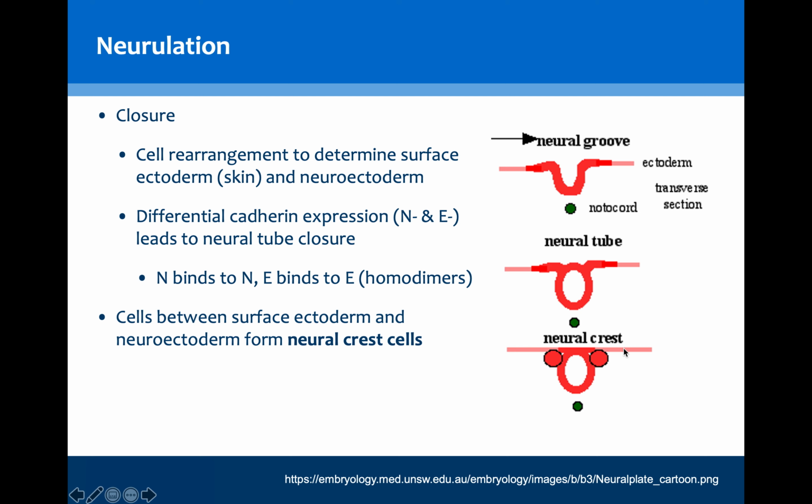And so you get this distinction between ectoderm that forms skin and then ectoderm that's going to form our neural tube. And then, the ectodermal cells caught between the two areas actually form our neural crest cells. And there are two reasons for this.